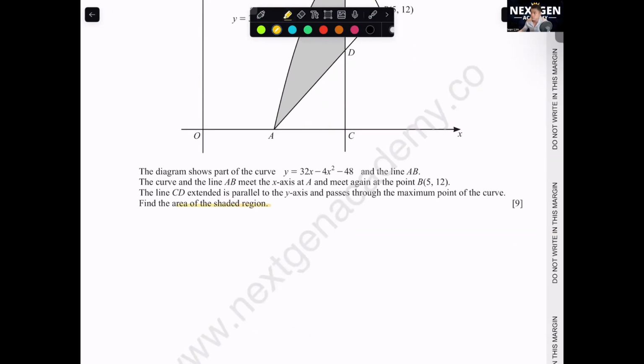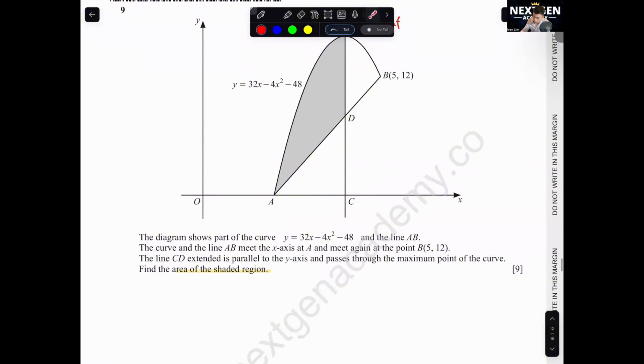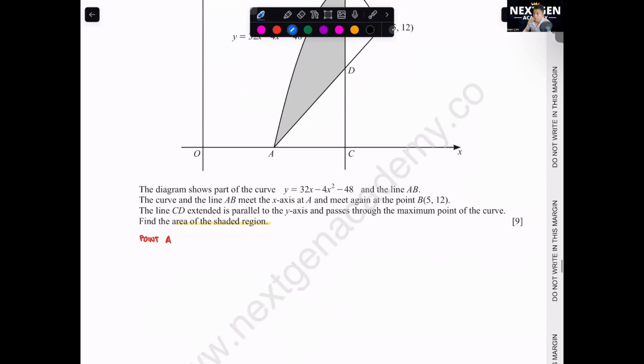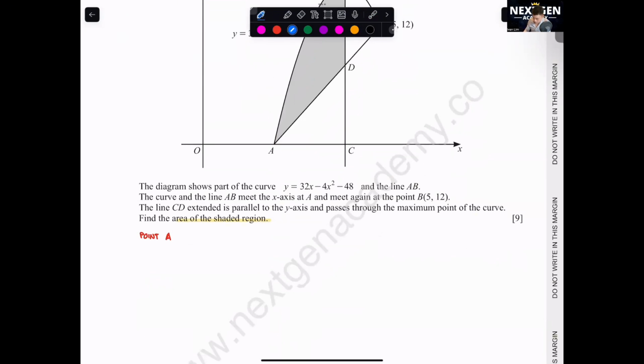Okay, let's see. What can we find first? We find with the information that we have first. The first thing that I'm going to do, let's find point A, because I already have this curve that passes through this A. So number 1, let's find point A. Point A is when my y equals 0. Substitute into the y equation. So 0 equals 32x minus 4x squared minus 48.